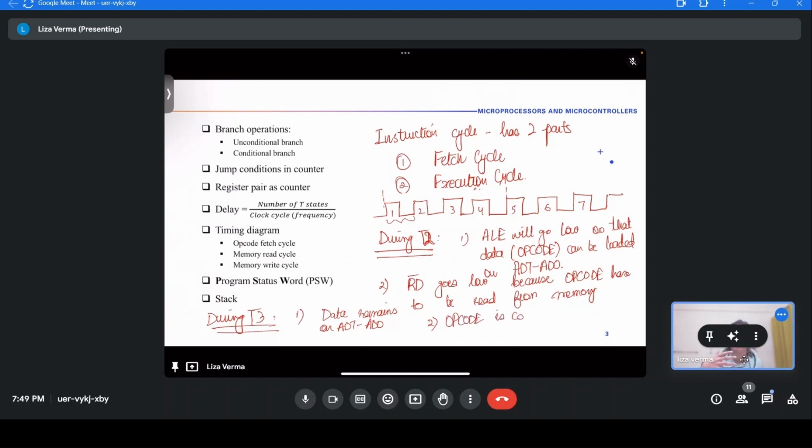See, it's like a sequence. First, you get the address from where the instruction, or the opcode, you are going to get. Then you get the opcode, and then you actually decode the opcode, right?